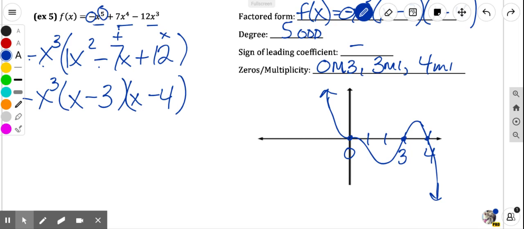So the trickiest part is obviously the factoring part. Everything else we've been doing, you guys are pretty good at that. So that's it. Let me know if you have any questions, and have a great day.